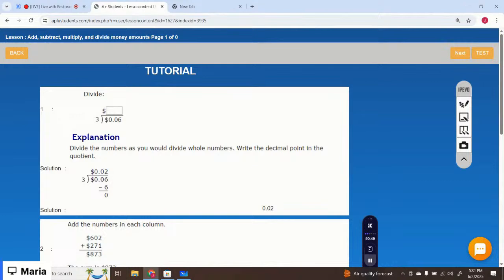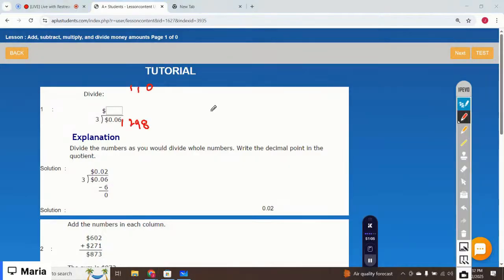0.06 divided by 3. So you need to divide like we divide whole numbers, simply divide 6 by 3. 3 times 2 is 6. So we need to add the decimal places. We have two decimal places. So that is 0.02. The correct option is 0.02.